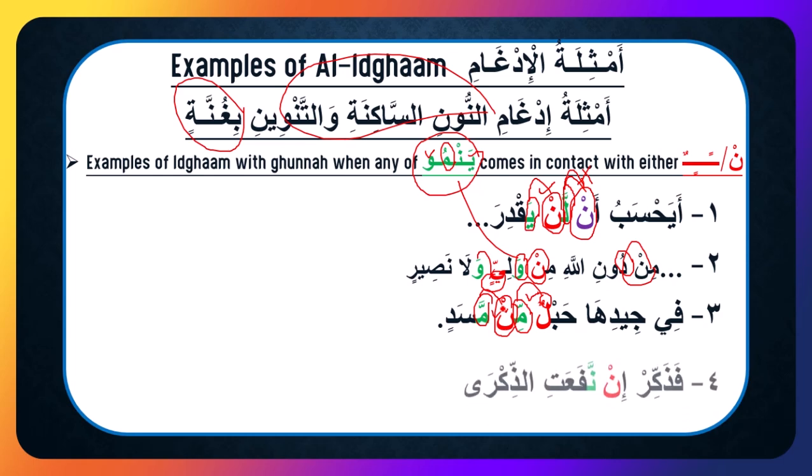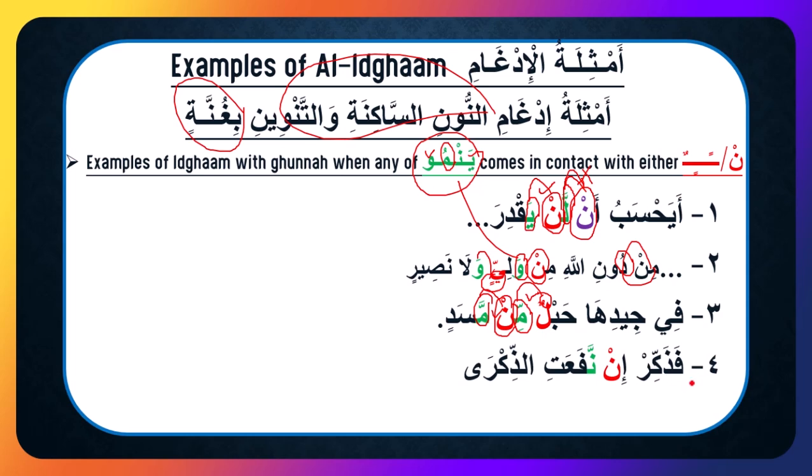Then moving on to the next example, it says فذكر إن نفعت الذكرى. So you look at this, we have a Nuun Sakinah being entered into another noon. That's amazing. The first Nuun Sakinah has the attribute called ghunnah, and the second Nuun Sakinah has the attribute called ghunnah. So in fact, there's no way to enter this Nuun Sakinah into the next without ghunnah being made apparent. So that even makes things easy.